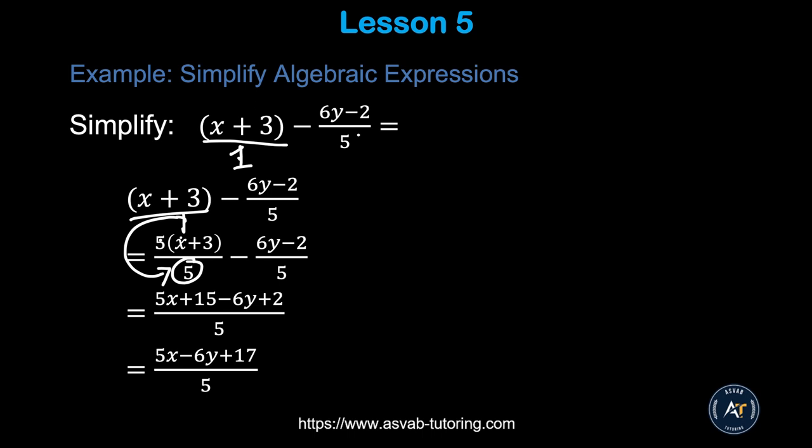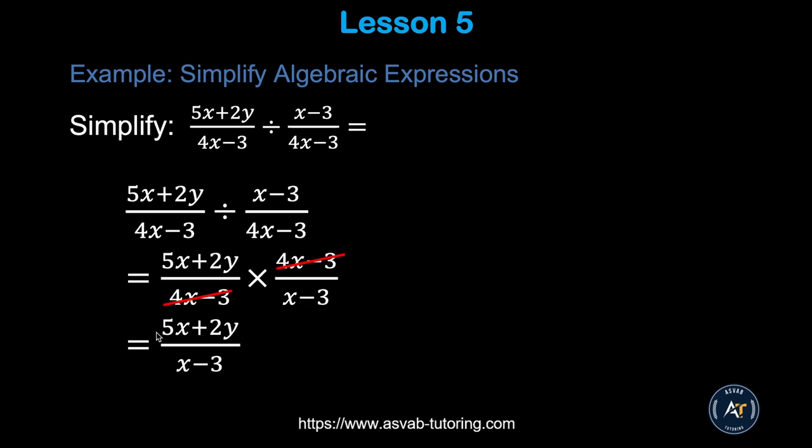So we multiply 5 with x plus 3, minus 5 divided by 5 is 1. So whatever you have in there, let's put exactly the same thing. Now you could see here, this is the term here, right? So you need to multiply this negative sign with everything. That's why you have 5x plus 15 minus 6x plus 2. Okay, be careful with that. Now in the same way, find the like terms. That gives you 5x minus 6y plus 17 over 5. So that is the answer.